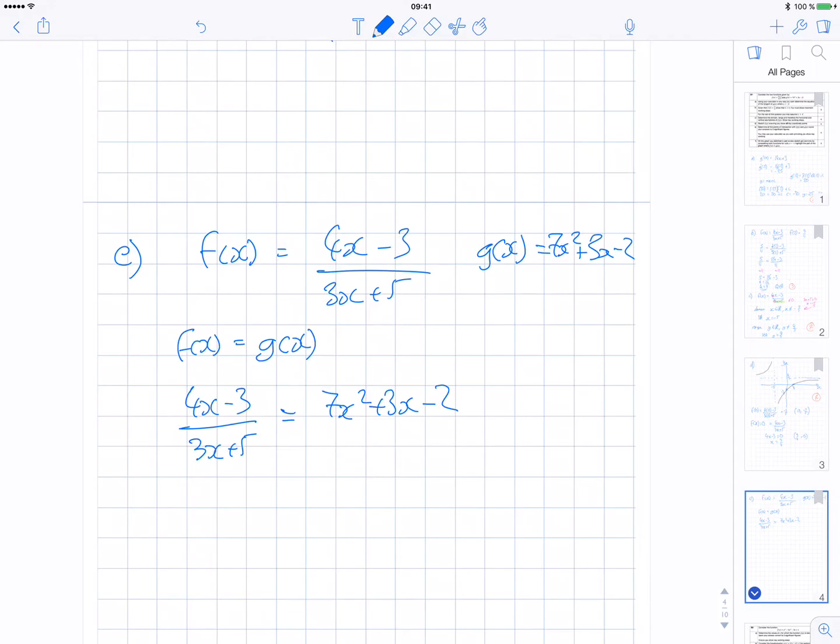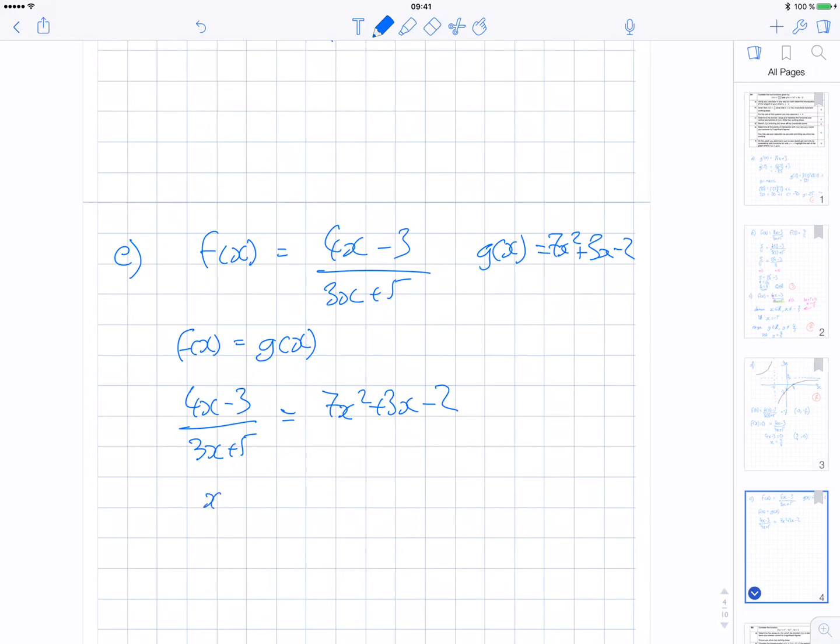So menu, algebra, which is 3, solve system equation, which is 7, and then 1. I'm going to put everything in that I know. So I'm going to start by putting in 4x minus 3 over 3x plus 5, and that's equal to y. And then on the bottom I'm going to put 7x squared plus 3x minus 2 equals y, and push, and it's the 3 decimal places.